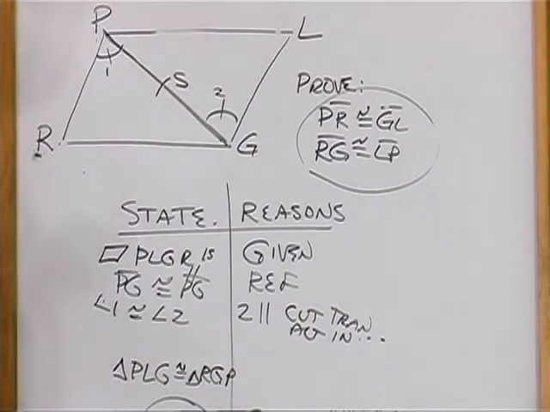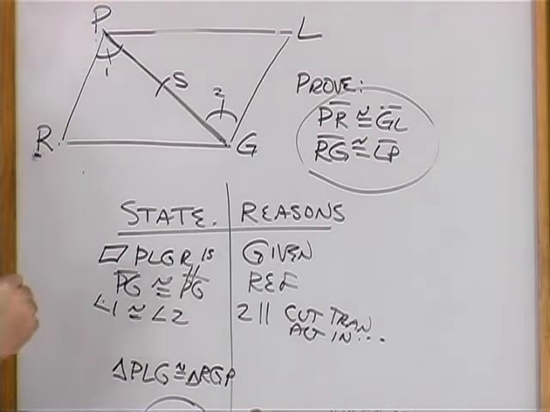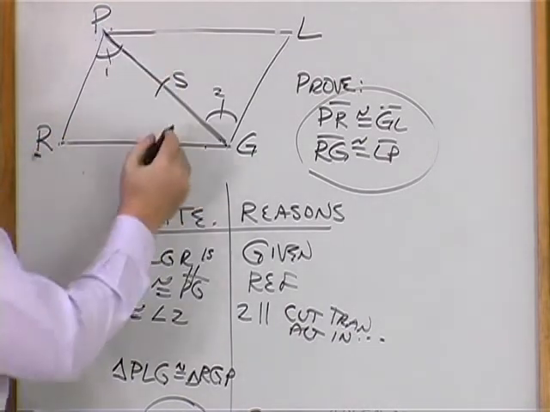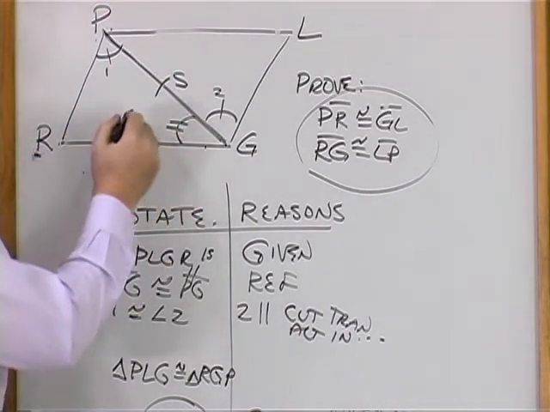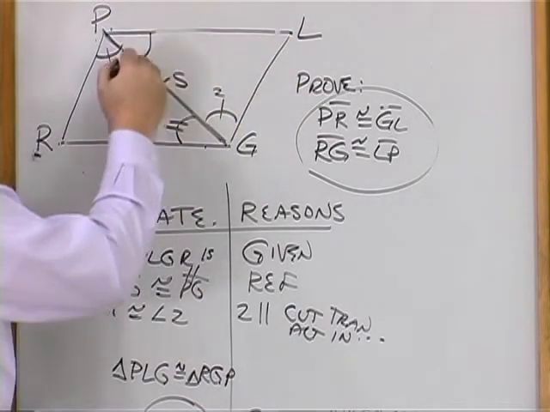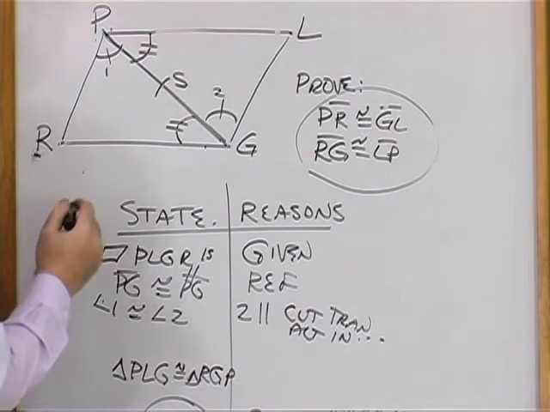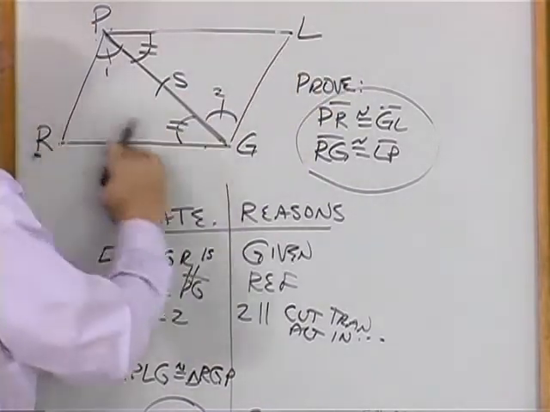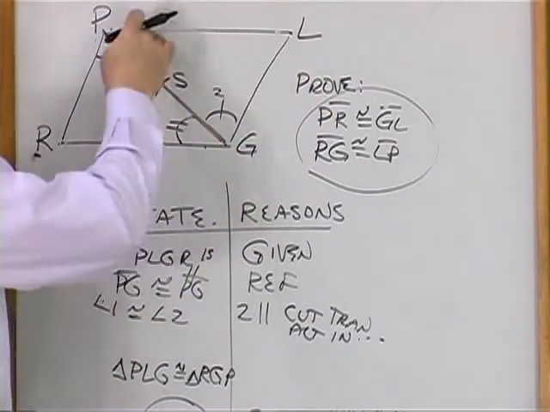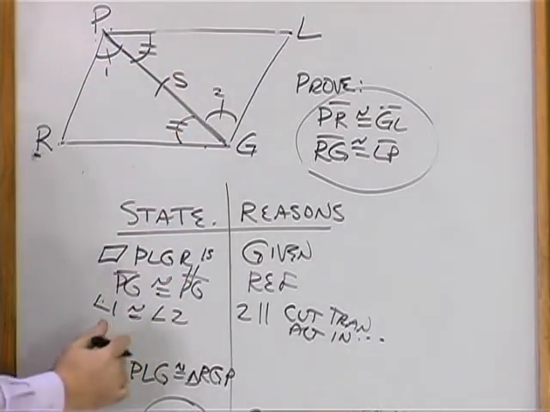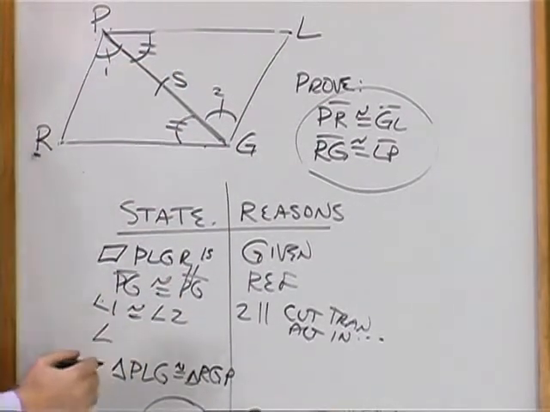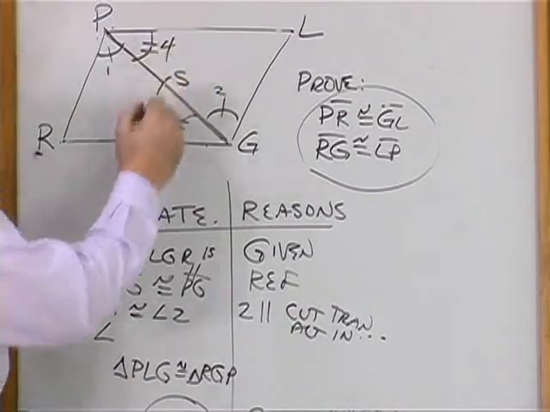I need one more angle. Yes? RGP and LPG. Same reason, right? In this case, you could say 2 parallel lines cut by a transversal, alternate interior angles are congruent. That would give us the second angle. I will call that 3 and 4.